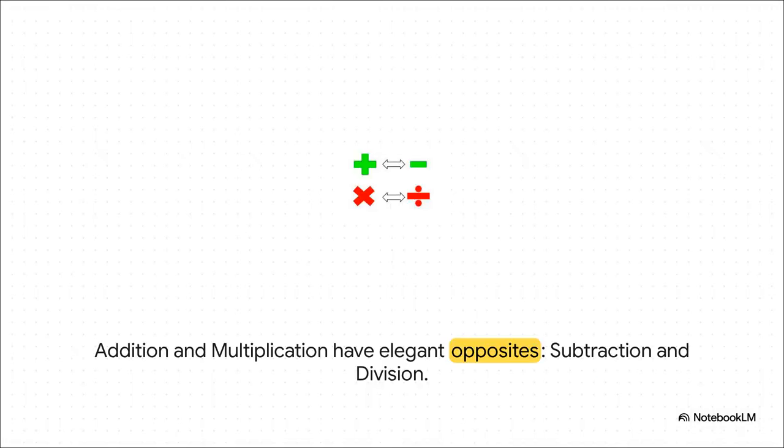And check this out. Our mathematical toolkit has this perfect, beautiful symmetry to it. Every single action has an equal and opposite reaction. You've got addition, and it's perfectly balanced by subtraction. You've got multiplication, and it's perfectly balanced by division. They're like two sides of the very same coin. And together, they give us the power to build things up and to break them back down.